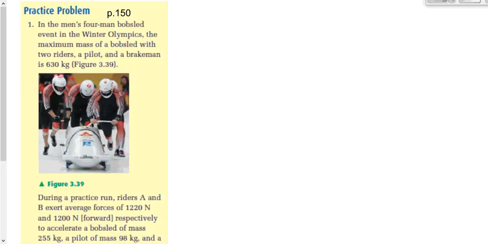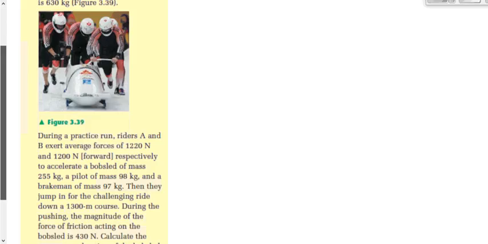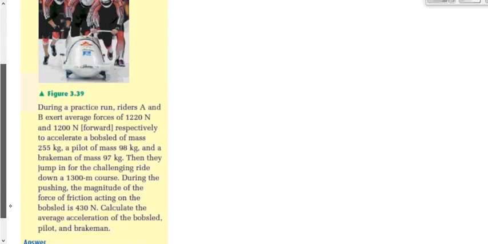It says, in a men's four-man bobsled event in the Winter Olympics, the maximum mass of a bobsled with 2 riders, a pilot, and a brakeman, so 4 people total, is 630 kilograms. During a practice run, riders A and B exert average force of 1220 and 1200 newtons forward to accelerate a bobsled of this mass, a pilot and a brakeman, 97 kilograms. Then they jump in for the challenging ride down the 1,300-meter course. During the pushing, the magnitude of the force of friction acting on the bobsled is 430. We want to find the acceleration of the bobsled, the pilot, and the brakeman. So picture what's going on here. Here's the bobsled.